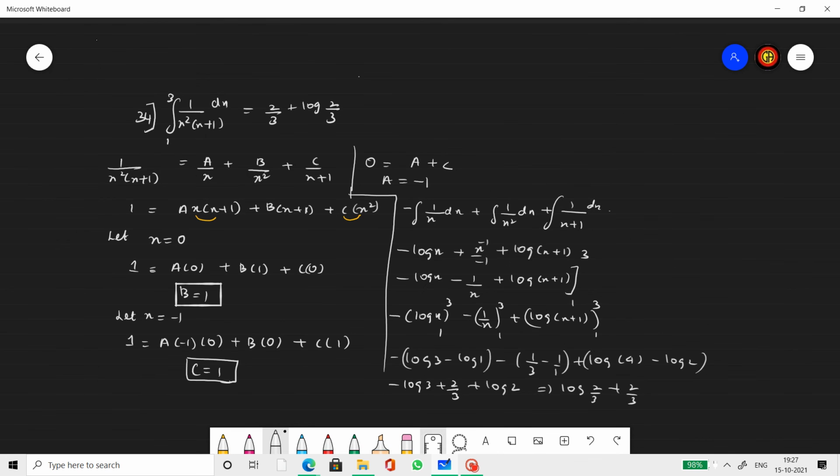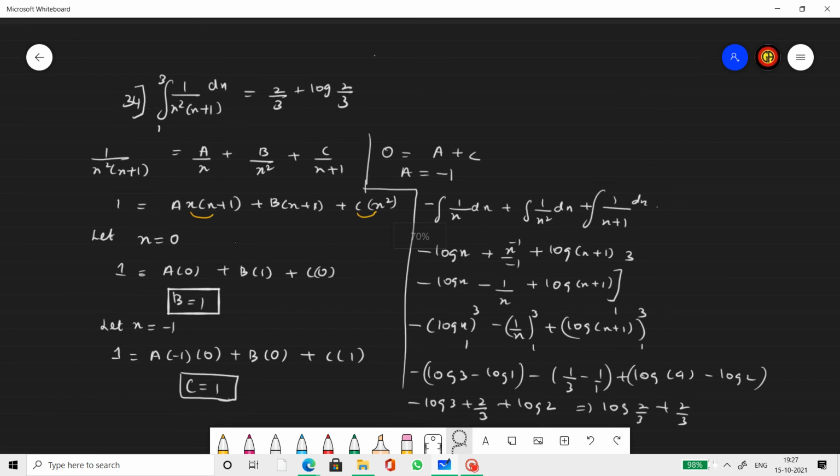So 34th question, integration of 1 by x square into x plus 1. This is a definite integral question, so we have to integrate them and then apply the limit. So first partial fractions, a by x, b by x square, c by x plus 1. The usual story of partial fractions will come. You take LCM, you take the values for x, you find ABC. Everything is as usual. So you apply the ABC value, you come to this step, and then you start integrating, you get an answer. Once you come to this answer, substitute the limits.